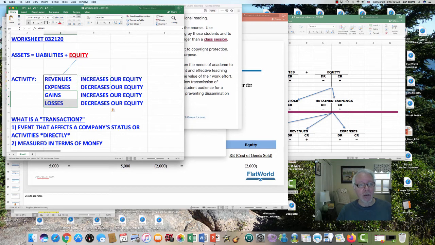It decreases equity. So at the end of the year, we're going to add all of these up, and it should equal our bottom line, our profit, our income. We're going to transfer that up here to equity. This will now balance. The temporary accounts have been set to zero, and now we start all over again.